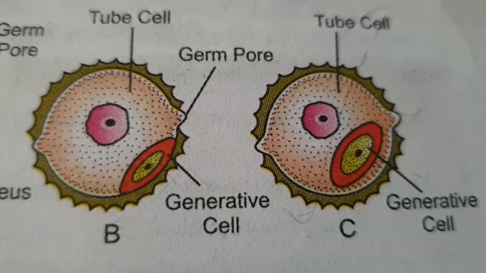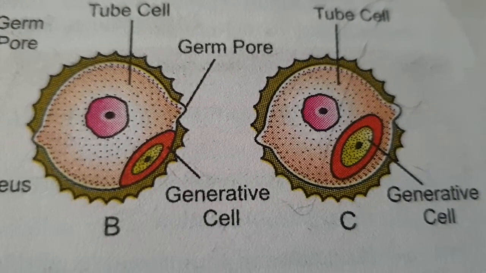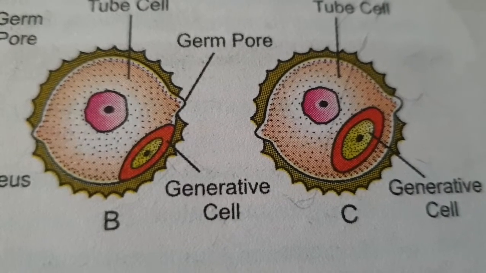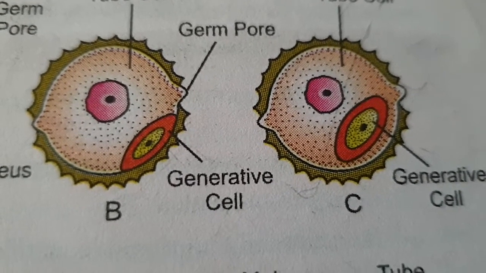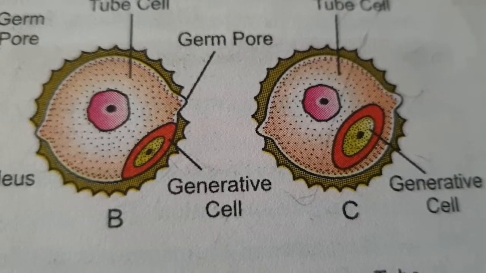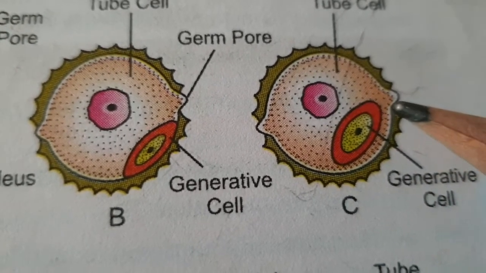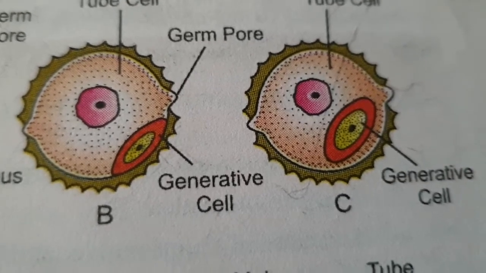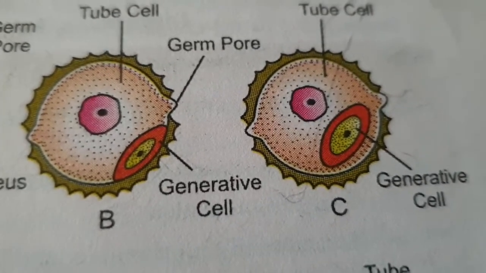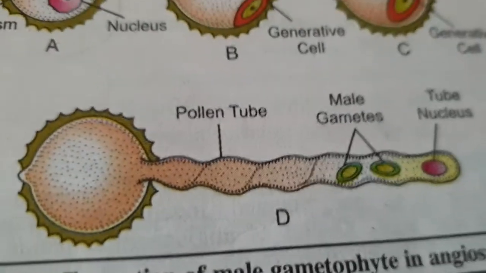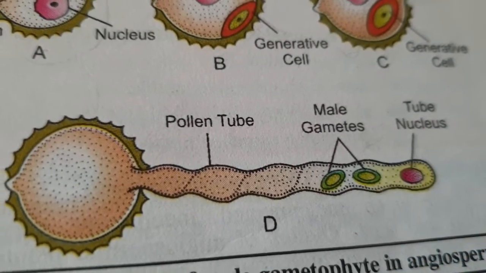That means whenever the pollen grain falls on the stigma, it absorbs the sticky sugary substance and finally germinates. During germination, it puts forth the pollen tube, that is the intine protrudes out and puts forth the pollen tube into the style of the flower. And during this phase, the generative cell divides into 2 male gametes.